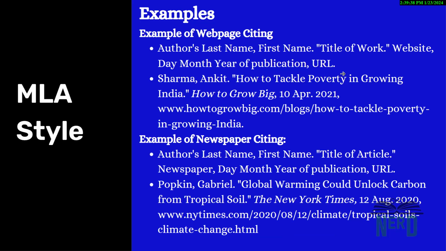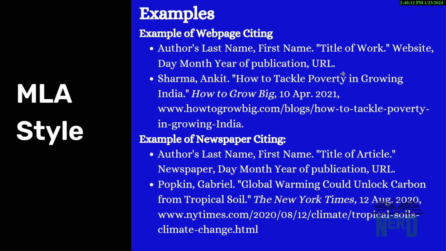And suppose you're citing a web page. Author's last name should be there, then the first name, then the title of the page, and the name of the website also. Like here, Sharma, Ankit, full stop, and there is an article called How to Tackle Poverty in Growing India, and it was published on the website How to Grow Big, on 10th April, 2021. And then I have mentioned the website, right? So that's how you should do it.